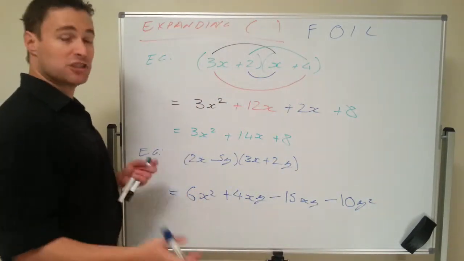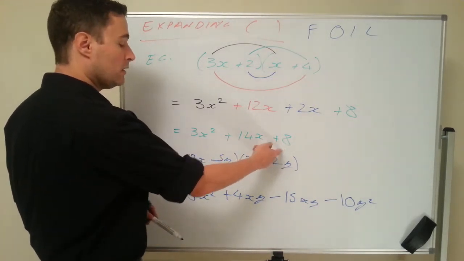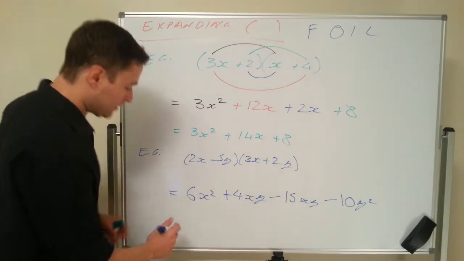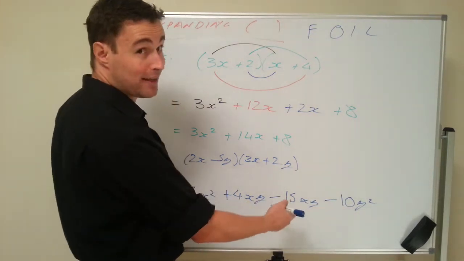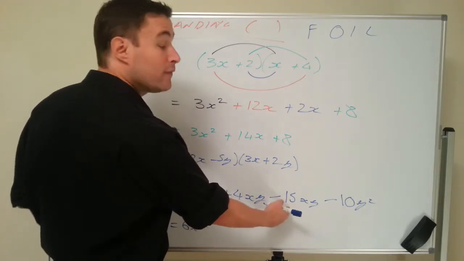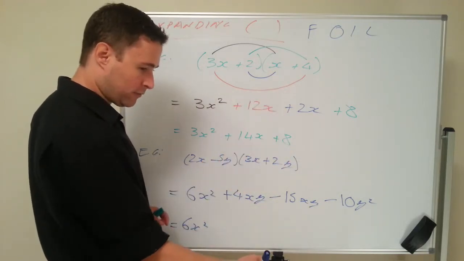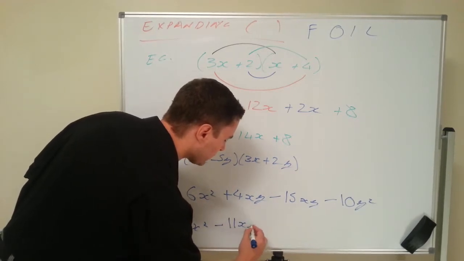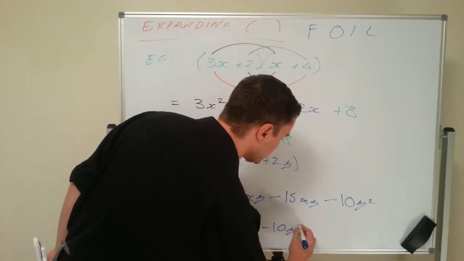Okay, almost done. Just got to check if anything can go together, because I expect to get 3 terms, and right now I've got 4. I expect them to simplify. Well, there's no other x squareds, so that stays 6x squared. Well, there's an xy, there's an xy. They have the same name, so they can go together. 4 minus 15. If I go 4 and I go 15 down from that, I get down to negative 11. Negative 11xy. And then negative 10y squared.